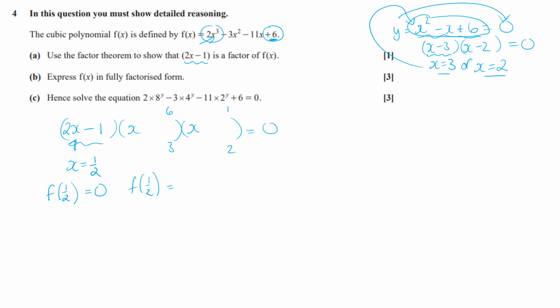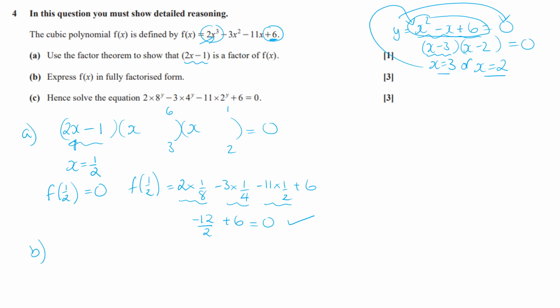We have to put a half back into our cubic, so it's 2 times a half cubed, which is an eighth, minus 3 times a half squared, which is a quarter, minus 11 times a half, and then plus 6. The 2/8 here is a quarter. Minus 3/4 is going to be minus a half, minus 1 half minus another 11 halves is minus 12 halves, which is minus 6, plus 6 equals 0. So that shows that 2x minus 1 is a factor. So that is part A.